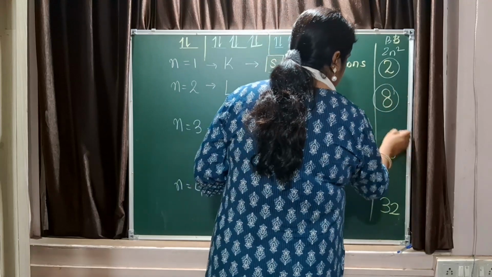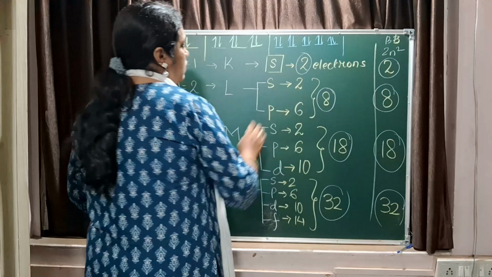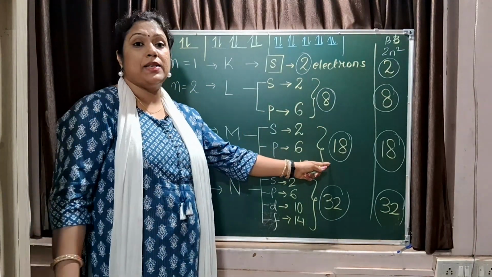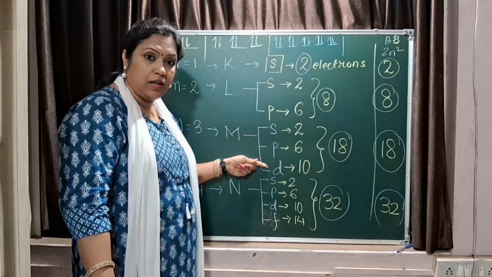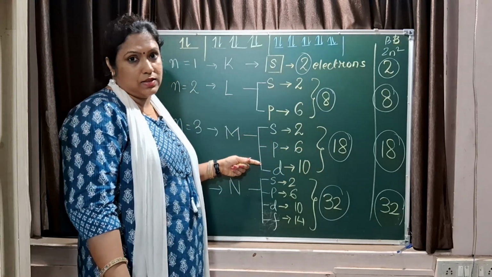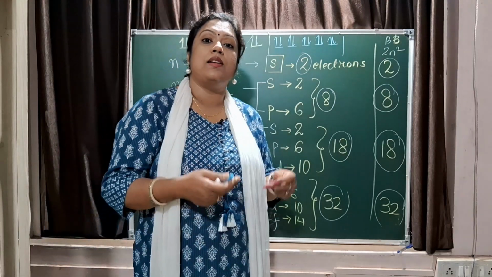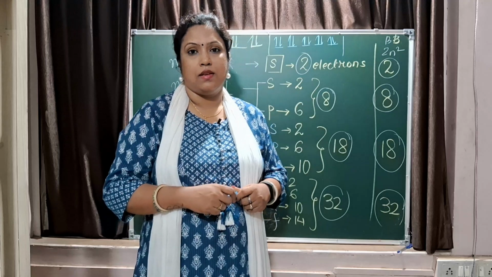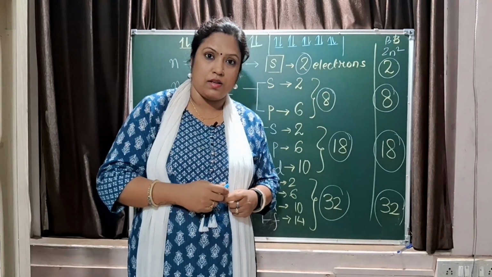Now, the question is, for the first 2 shells it is not an issue. For the M shell, the capacity is 18. The electrons have to sit in 3 different orbitals. Now, you have to understand that the lowest energy orbitals are filled first, and then it goes to the higher energy and higher energy. Is that clear?